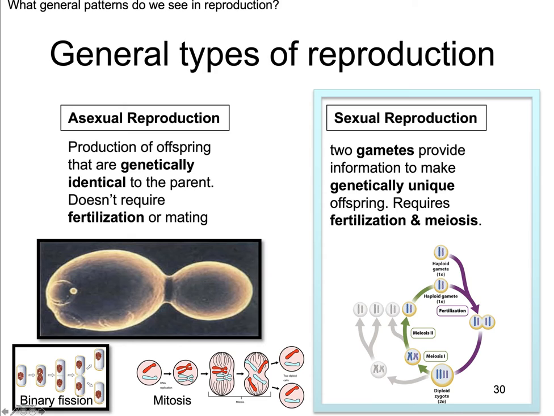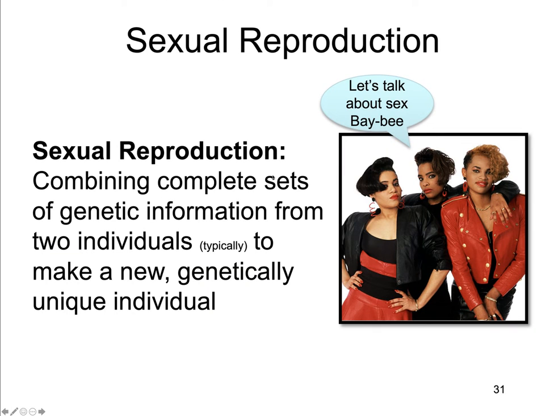So we spent the last couple of lectures talking about asexual reproduction and how prokaryotes and eukaryotes asexually reproduce. And so we're going to switch gears now and talk about sexual reproduction. Sexual reproduction is defined as combining complete sets of genetic information from two different individuals, and typically, we'll talk about some exceptions to that, to make a new genetically unique individual.